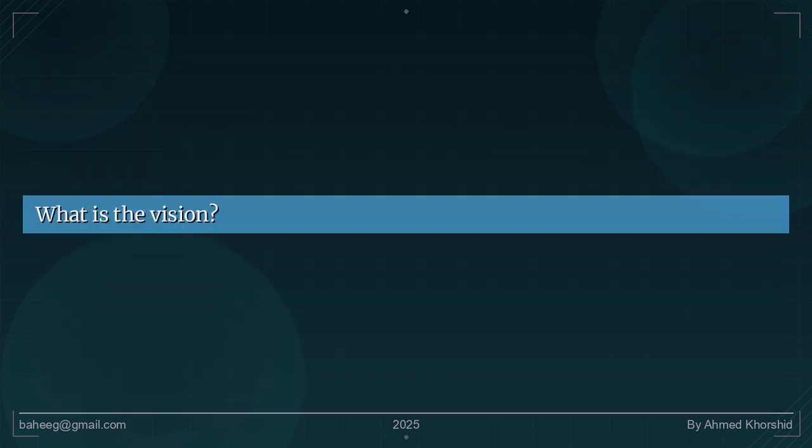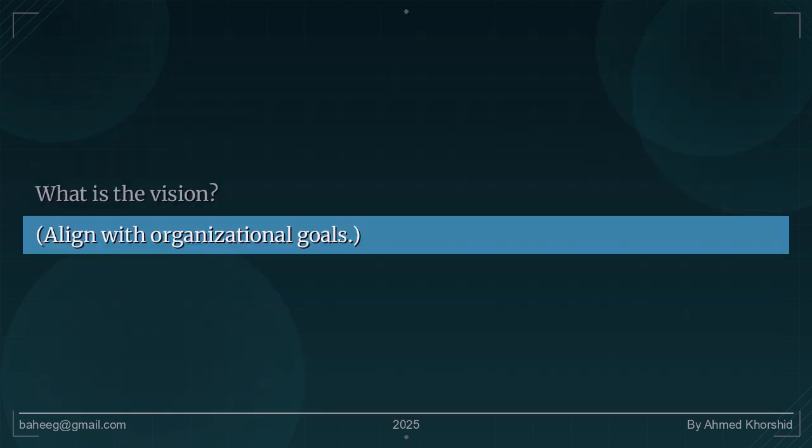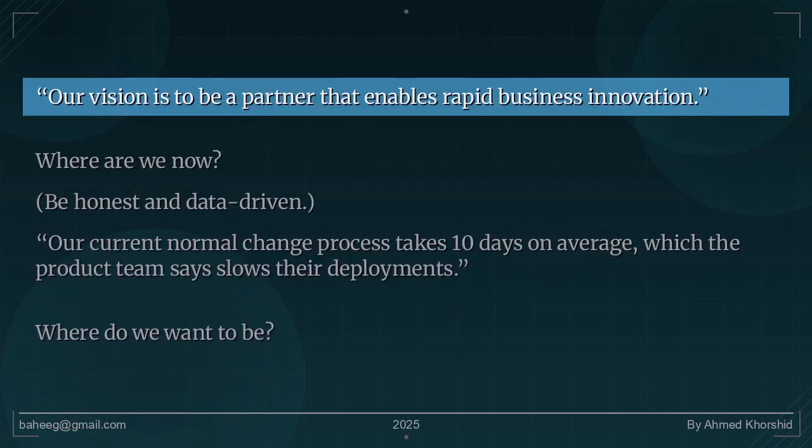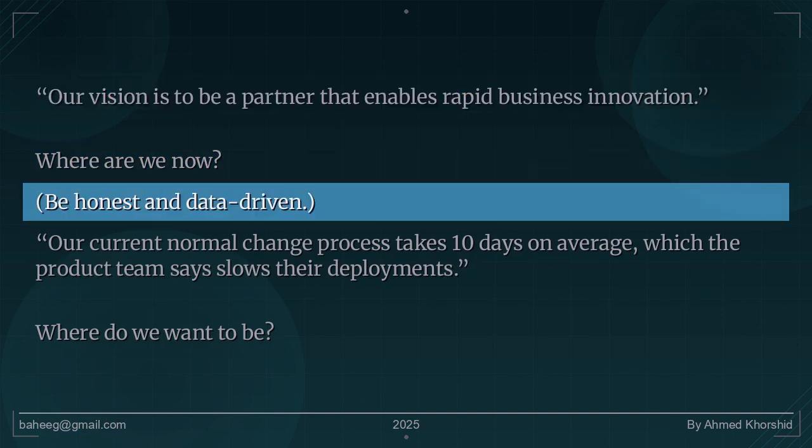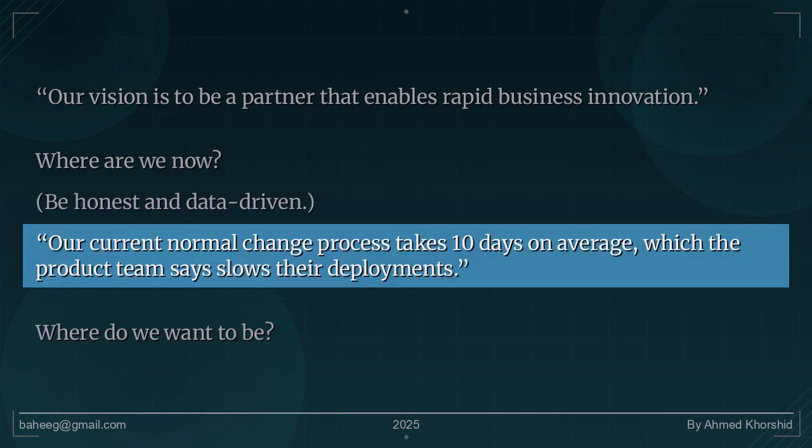What is the vision? Align with organizational goals. Our vision is to be a partner that enables rapid business innovation. Where are we now? Be honest and data-driven. Our current normal change process takes 10 days on average, which the product team says slows their deployments.